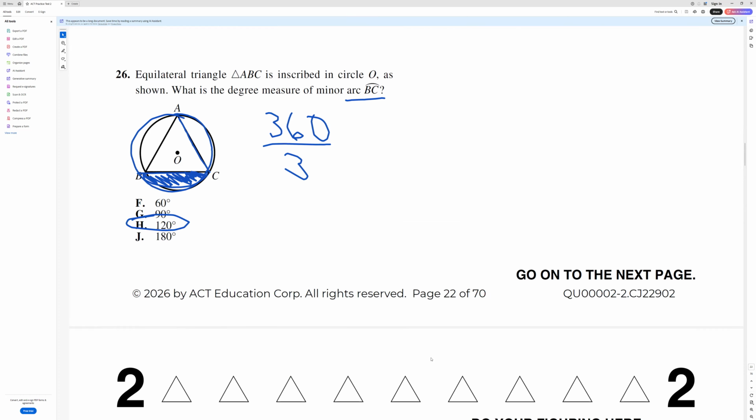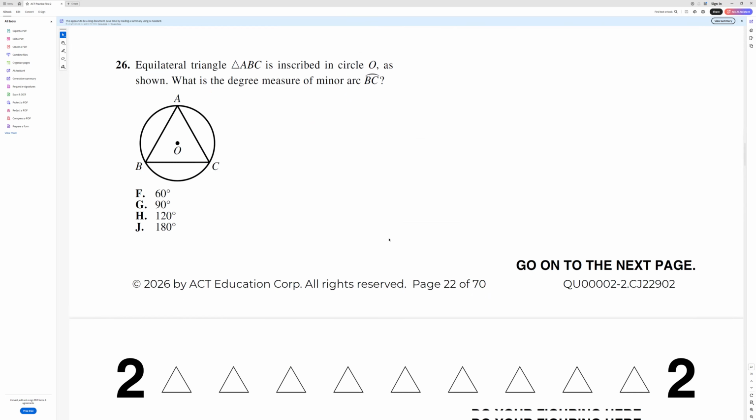All right. Erasing, clearing, moving along. All right, we're good.